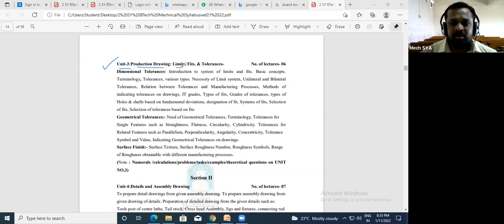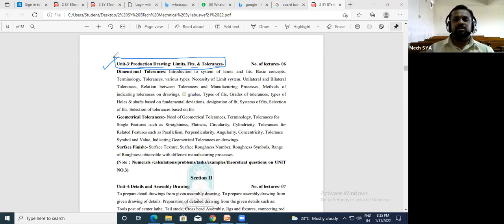limit, fit and tolerance. What is the name of unit number 3? Production drawing, limit, fit and tolerances. In this lecture we are going to start this unit. Again it is a very simple unit, and from this unit maximum questions will be asked in the final examination, objective questions. For the objective questions this chapter is very important.